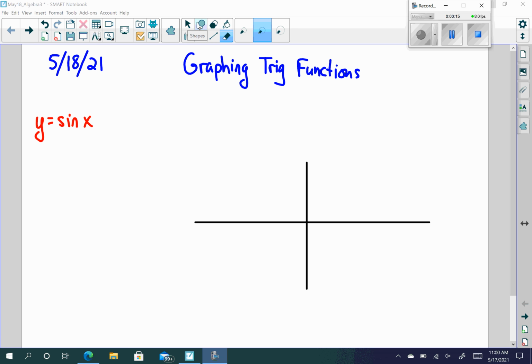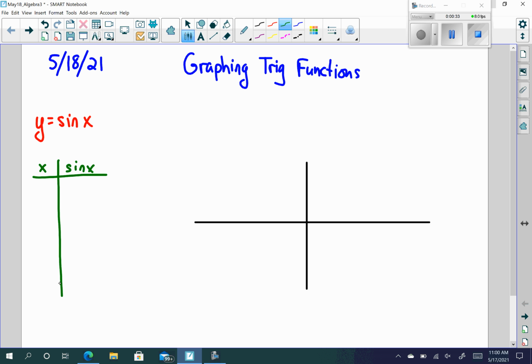All right, so what we're going to create is just sort of one cycle, and I'll explain what this means once we do this. So what we're going to do is make a table of values first. I'll call it x, and then since y is equal to sine x, we'll just say sine x. We always start graphing by making tables until we fully understand the idea here. So I'm just going to pick the x values: 0, pi over 2, pi, 3 pi over 2, and then 2 pi at the end. Now I'm going to go to the unit circle and figure out these values.